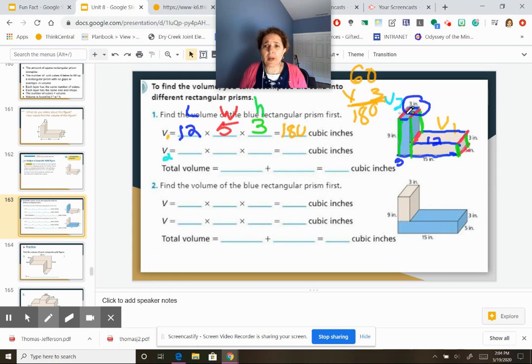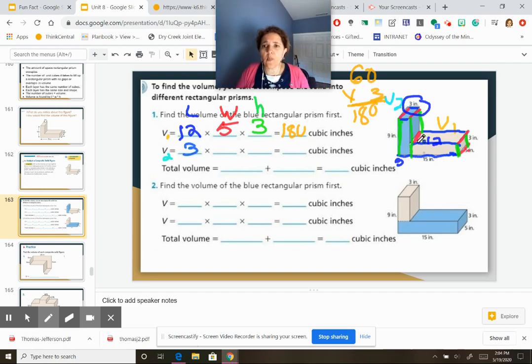Now we need to find my volume 2. So I'm going to do the same thing. I'm going to get back to my blue. So my length, I figured out already that was 3, because this was 3, this is 3. So my length for that one is 3. I already had figured that one out, so I'm going to put 3 there.